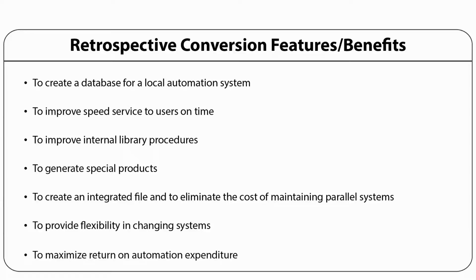Number 7, to maximize return on automation expenditure. Libraries are spending vast amounts of money on computer hardware and software. If, for instance, only 50% of a library's catalog is in the automated system, then the library is not maximizing the return on its investment. Besides not using its computer power to full potential, the library is probably wasting time and money using and maintaining two systems. These two systems are, one is the manual one and the other an automated one.